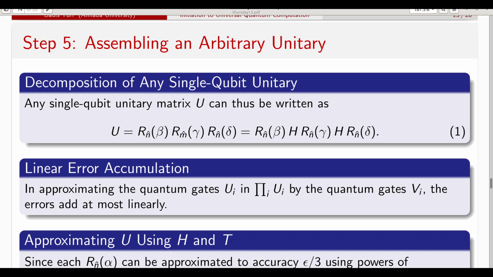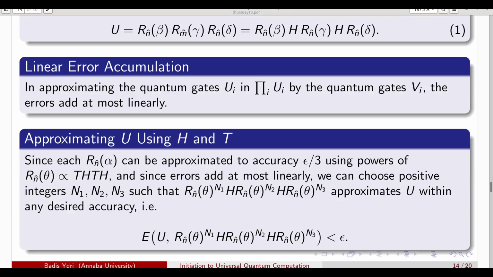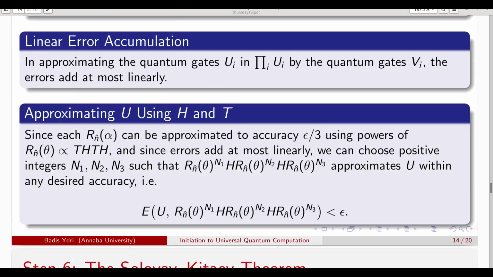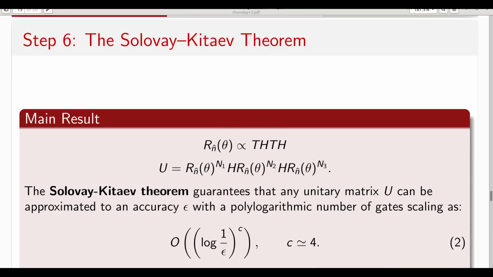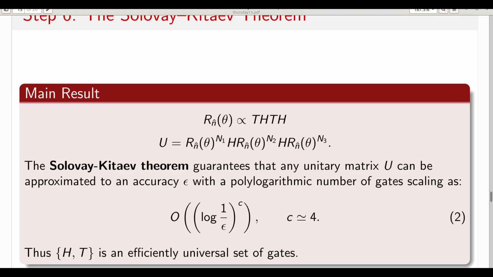Because errors add linearly, the full unitary can be approximated to any desired accuracy. The Solovay-Kitaev theorem guarantees that this approximation is efficient. The number of required gates grows only polylogarithmically with precision. Therefore, the gate set HT is efficiently universal.